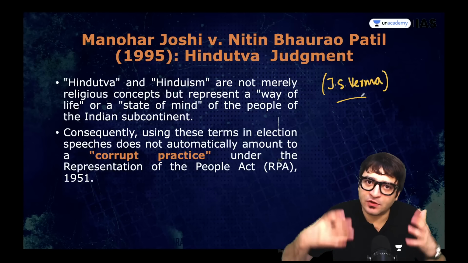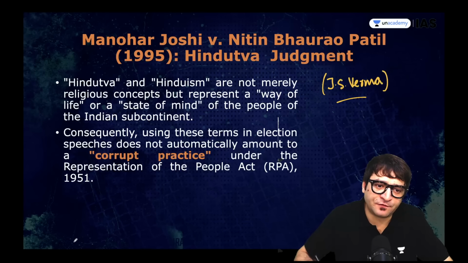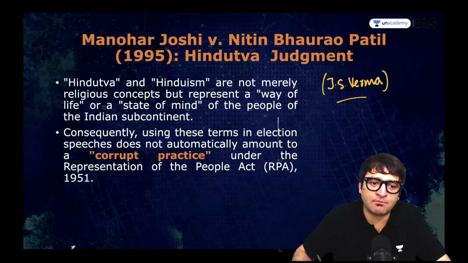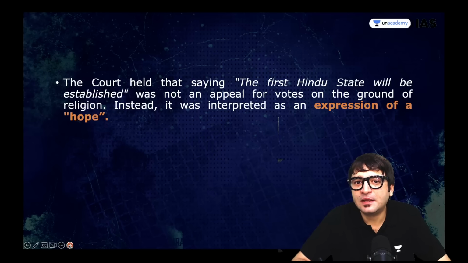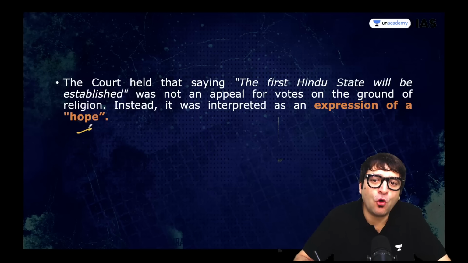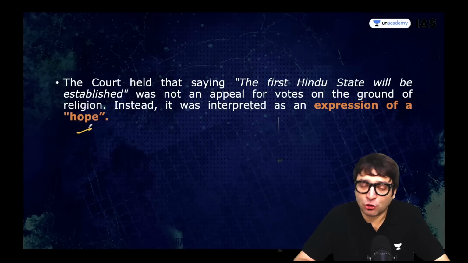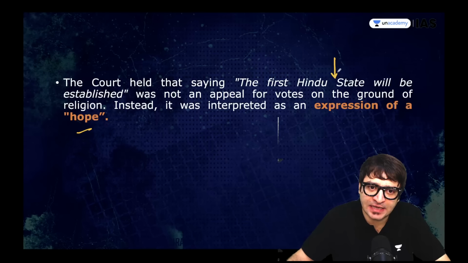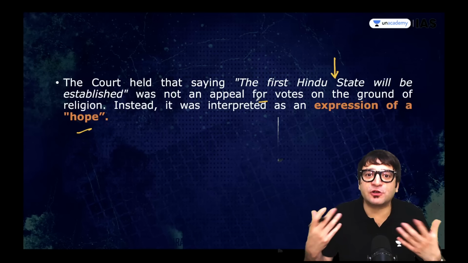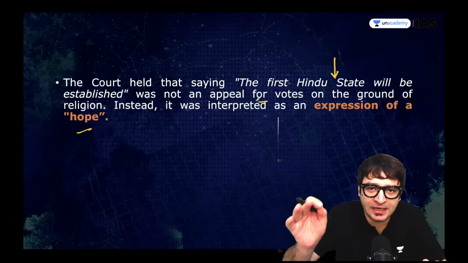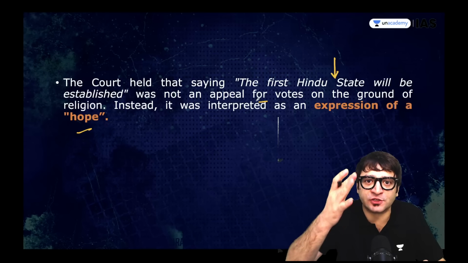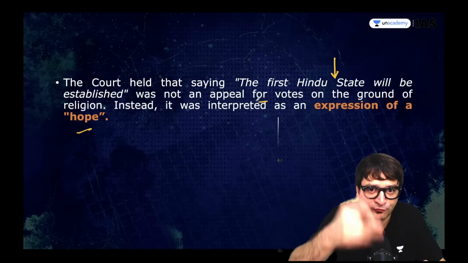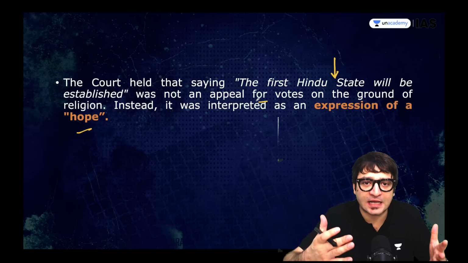So saying Hindutva or Maharashtra will be the first state, the first Hindu state, this does not amount to corrupt practice. Why? Because at best it's an expression of hope. The court said the first Hindu state will be established. It is not an appeal for votes on the ground of religion. The court interpreted that this is only an expression of hope. He is not appealing in the name of religion. He is not asking the Hindu followers to vote for him. He is only asking for a Hindu state.